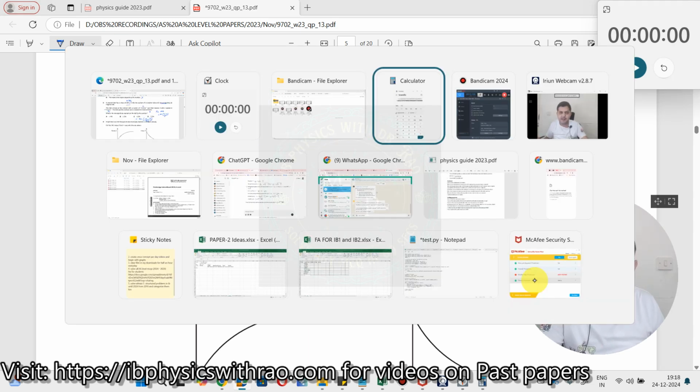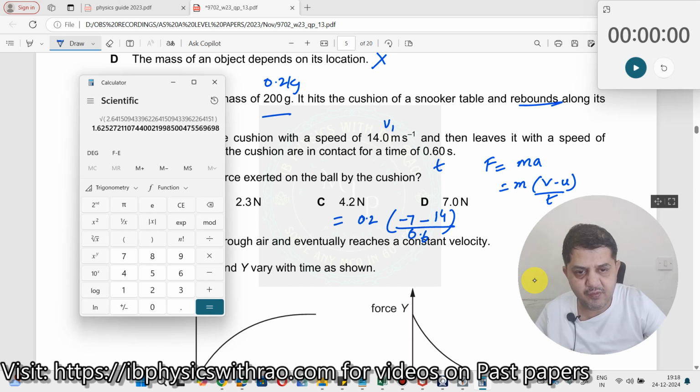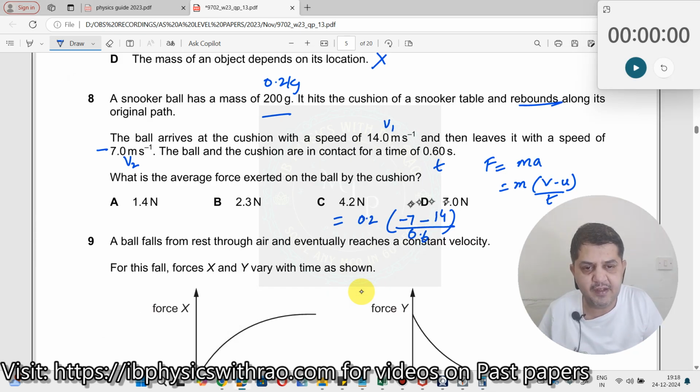When I do this, what is the answer I get? Let us calculate. I get 7 plus 14, which is 21. 21 divided by 0.6 is equal to 35. This multiplied by 0.2 will give me 7. So the answer should be 7 newtons, which is the right answer.